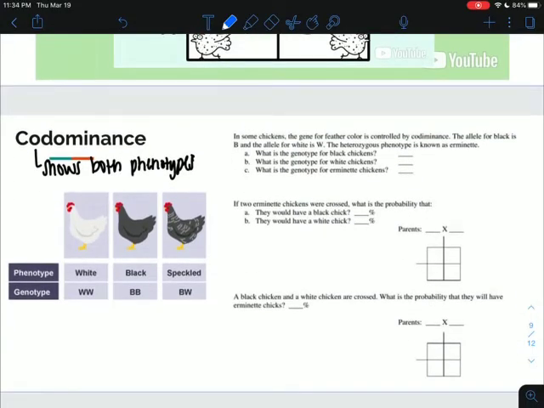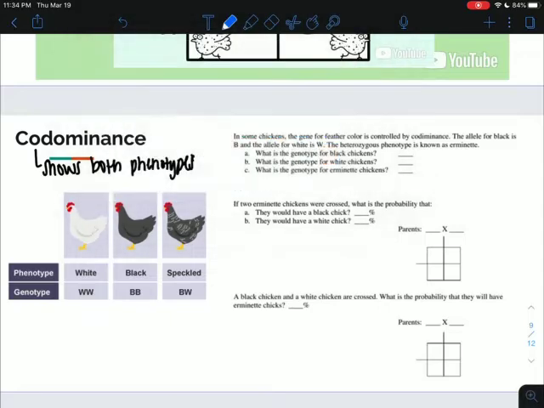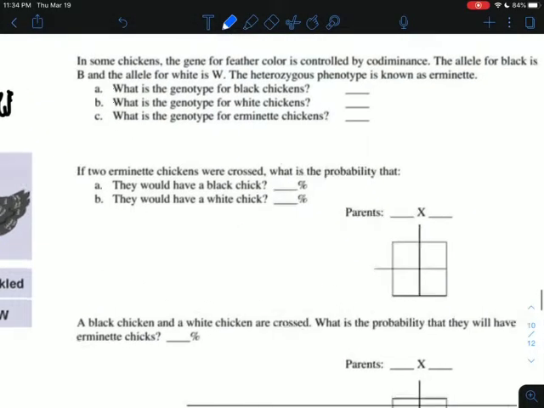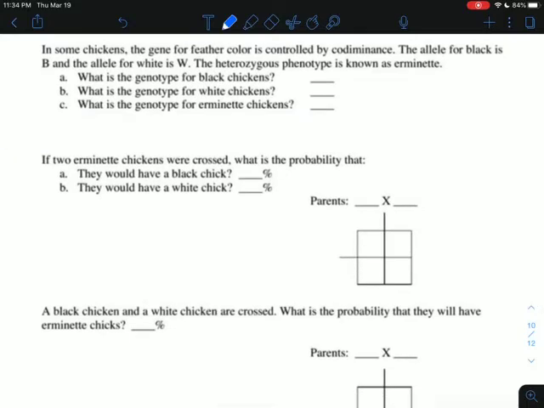All right, so if we go to codominance here, you can see I wrote the definition. It shows both phenotypes, right? It shows both of those phenotypes. All right, so I'm going to zoom in here so you can read the questions a little bit easier, right? In some chickens, the gene for feather color is controlled by codominance. Apologies for the spelling mistake, all right? The allele for black is B and the allele for white is W. And then the heterozygous phenotype is known as this ermatitti or also speckled, right?